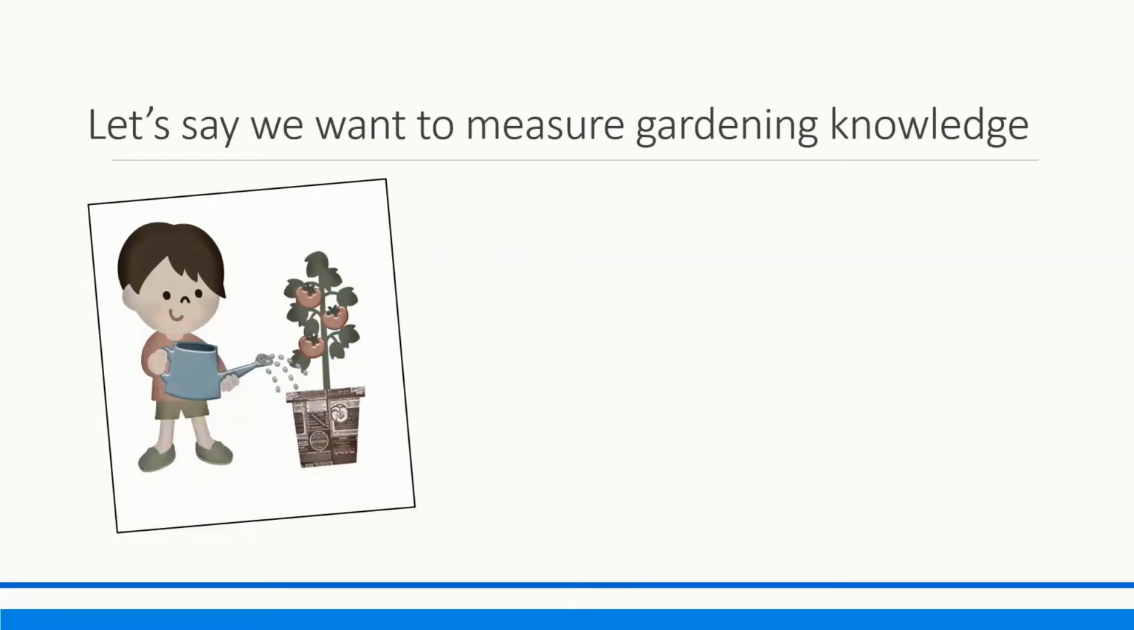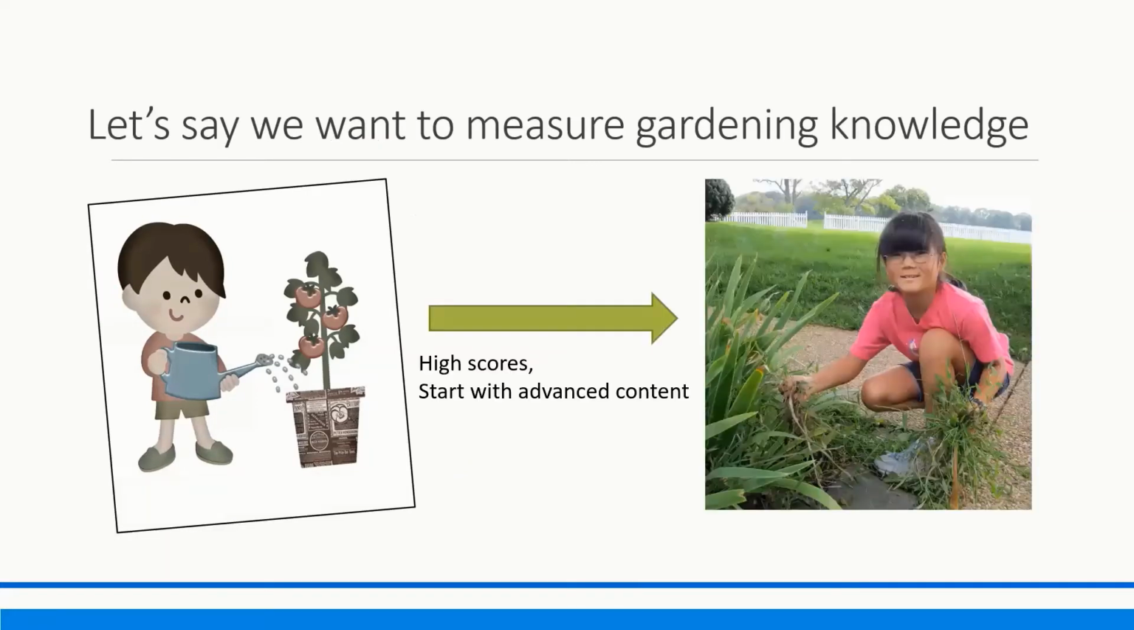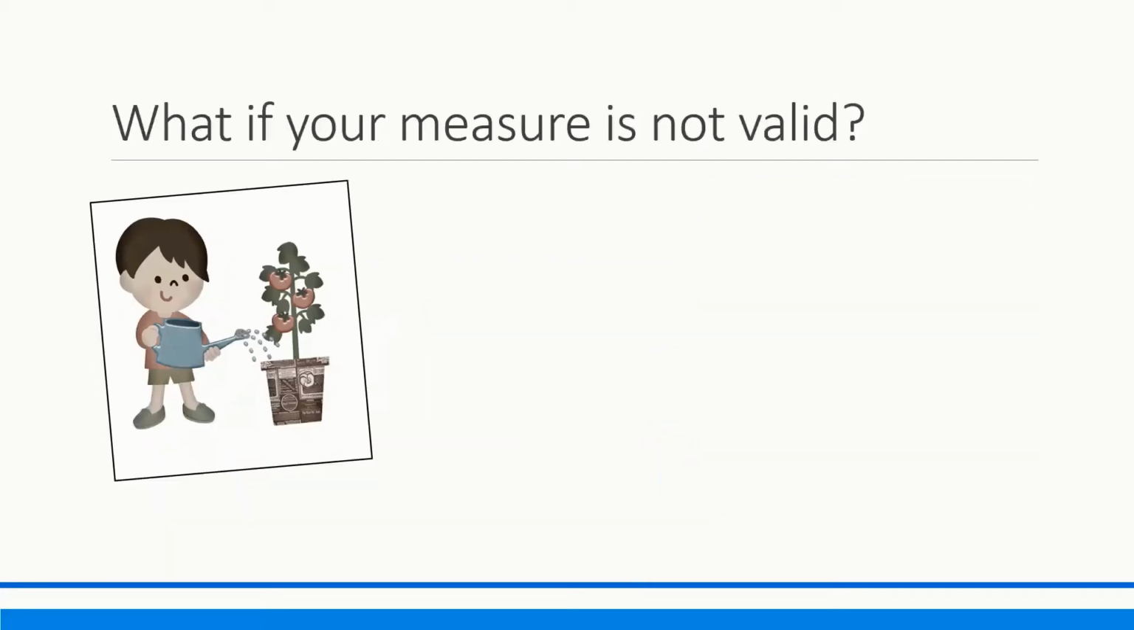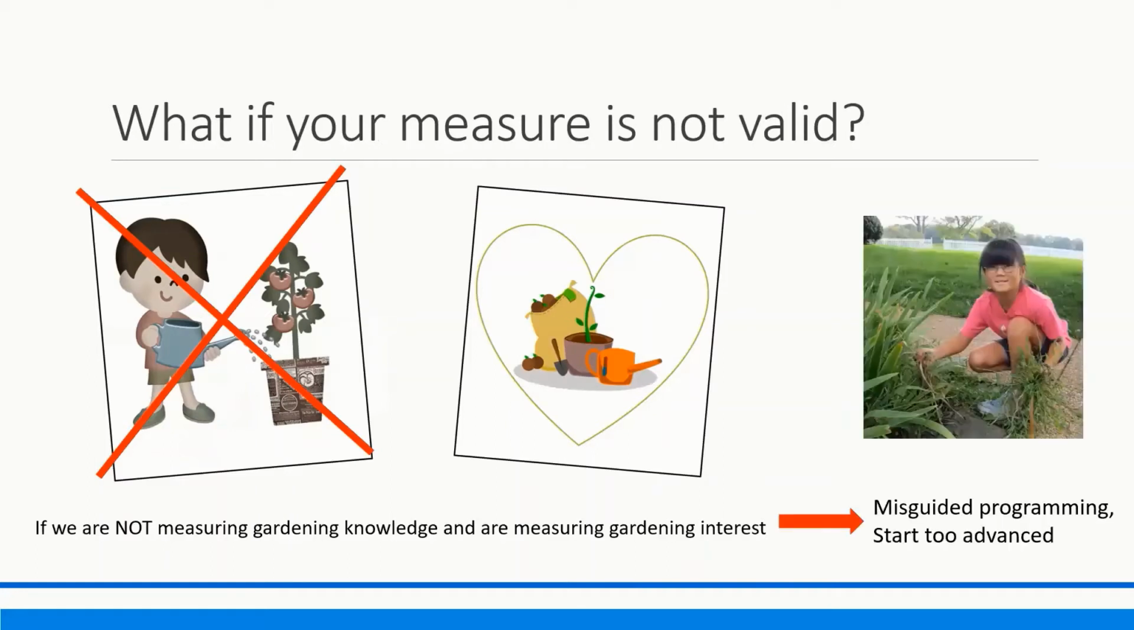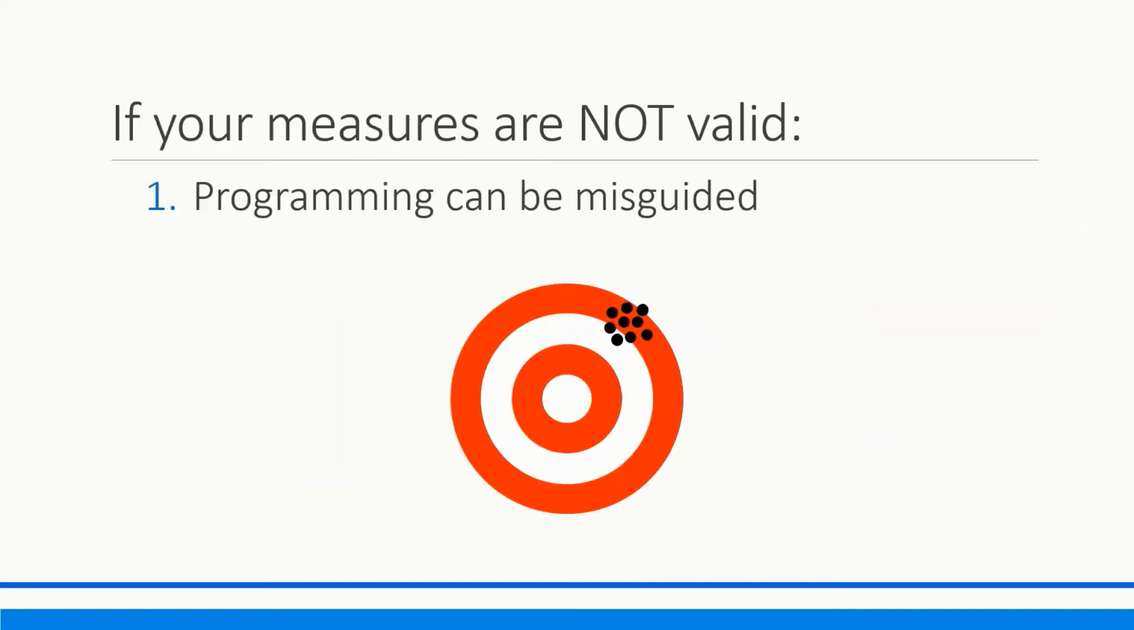So let's say again that we want to measure gardening knowledge, and we have a measure that we think measures gardening knowledge, and we give it to all of our kids. It turns out they have high scores, so we start out with really advanced content that'll draw from that high gardening knowledge. But if the measure is not valid, if we think we're measuring gardening knowledge, but actually we're measuring gardening interest, then our programming has been misguided. We've started out really advanced when the kids might have a lot of gardening interest, but not necessarily a lot of gardening knowledge. So that's the first example of what can happen. Our programming can be misguided.